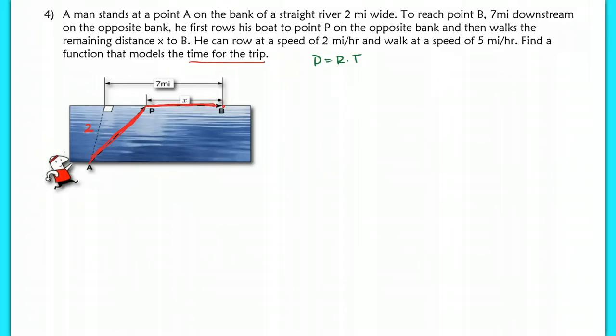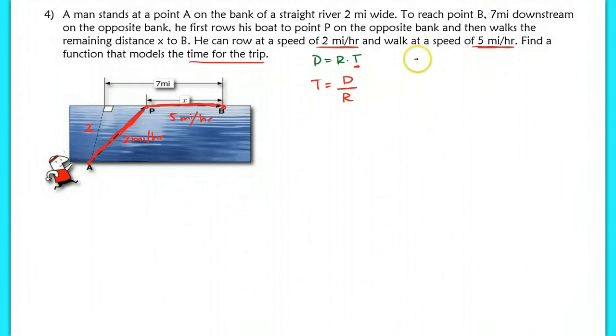So you've got two different parts here. You've got the distance from A to P and the distance from P to B. You also have two different rates because he rows the boat at 2 miles an hour and he walks at 5 miles an hour. So 2 miles an hour for the rowing and 5 miles an hour for the walking. Now, I'm going to do both parts individually and then add it together to represent the total amount of time. So if I were to just try to write this function in terms of time only, I'm going to say that time is equal to the distance over the rate.